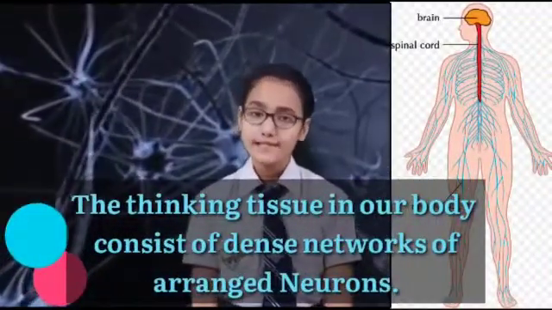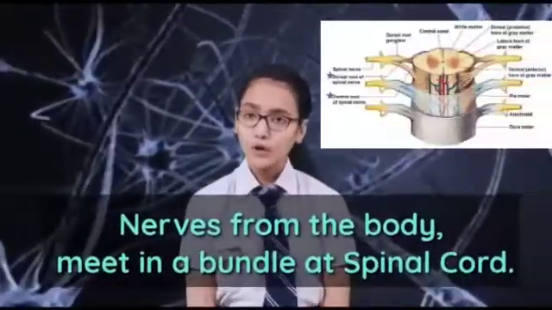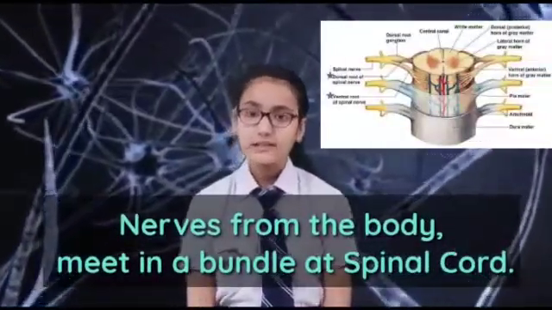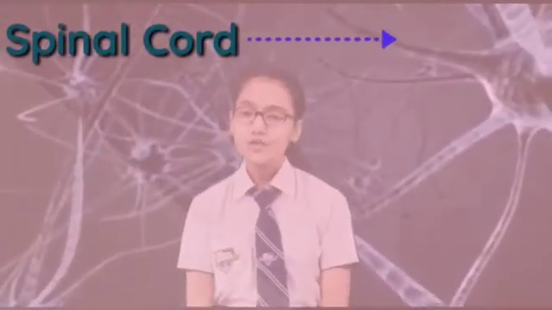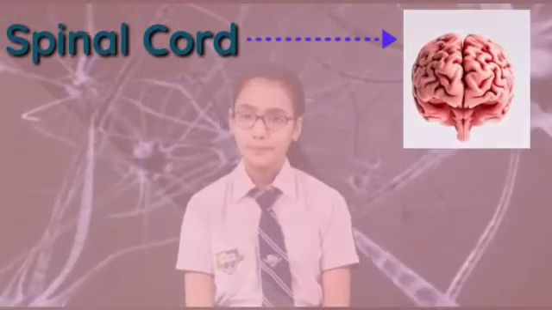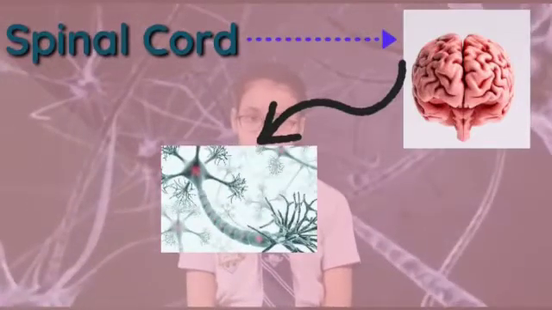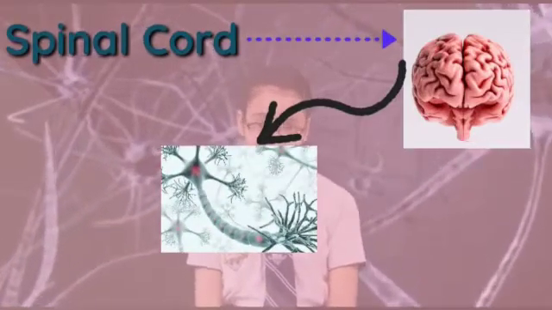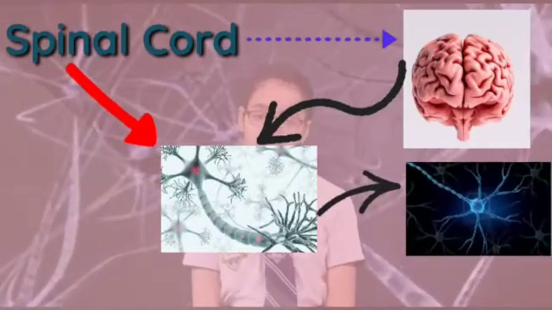The thinking tissue in our body consists of dense networks of arranged neurons. Nerves from the body meet in a bundle in the spinal cord. This spinal cord sends the information input to the brain. The brain consists of nerve cells called neurons. These neurons receive signals from the spinal cord and further transmit them to another nerve cell, and it finally gets back for taking actions.